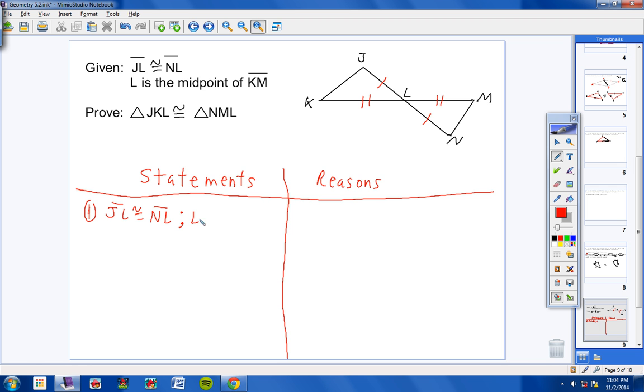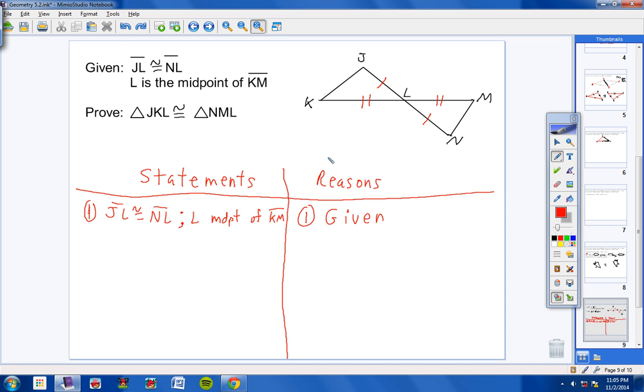And L is the midpoint of KM. Now, students, over here, you always put the reason that you wrote this over here. So why did you write this? Well, Mr. Eric, you told us to. I know that, but why are we allowed to write this over here? Because it was what? It was given to us. It was your given. So you put the word given over here, okay?